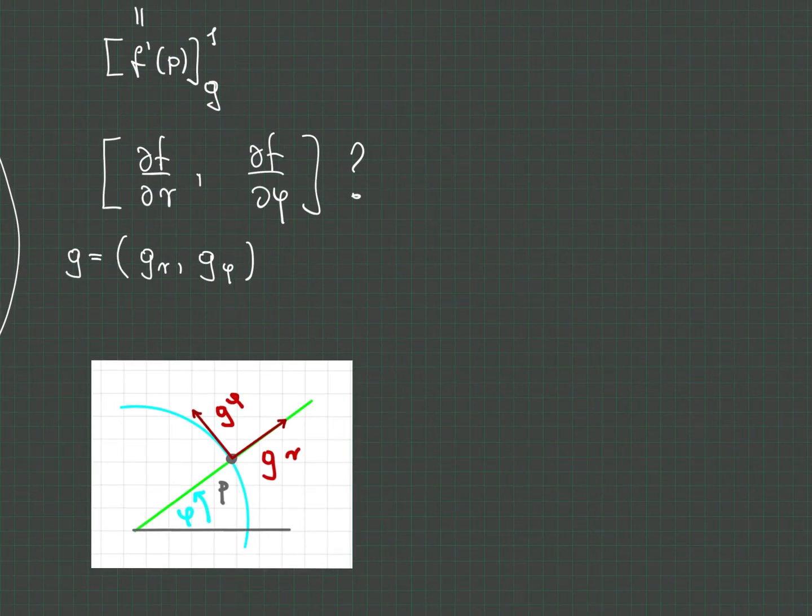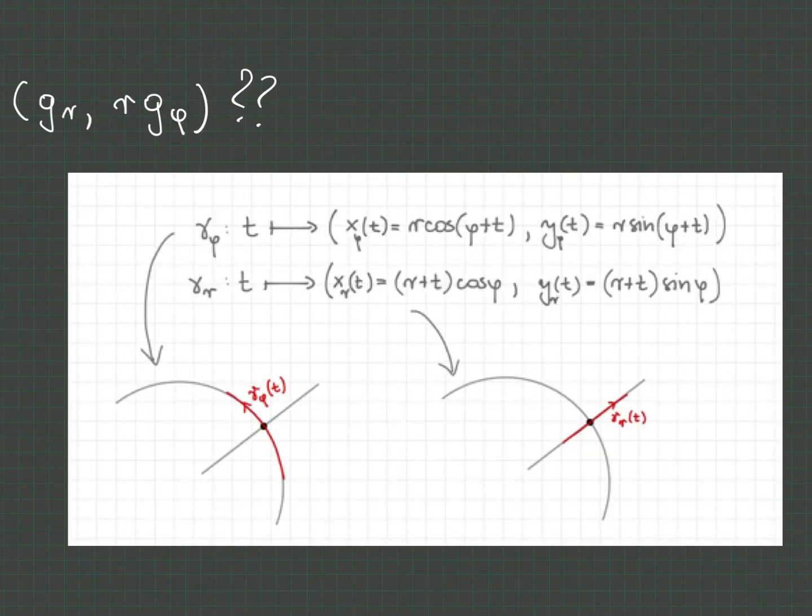Now we will need such a basis where this matrix element is a component of a differential with this new basis. This new basis will have to have a different second vector, and this different second vector will be multiplied by r. So this new basis will be composed of gr and r g phi. So what's that? How do I guess it? For this I need another picture.